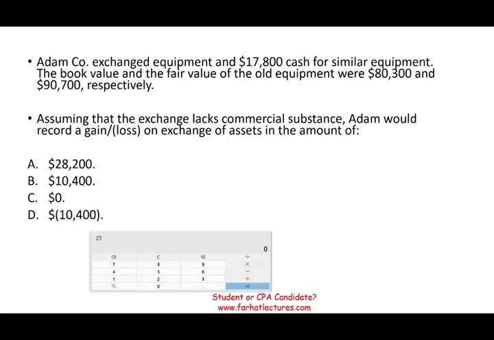Adam exchanged equipment and 17,000 cash for similar equipment. Looks like the other problem. The book value and the fair value of the old equipment were 80,300 and 90,700. Assuming the exchange lacks commercial substance. So the difference between this problem and the previous problem is that it lacks commercial substance. Adam would record, is it a gain or a loss on the exchange?